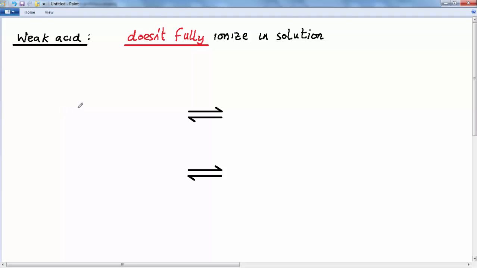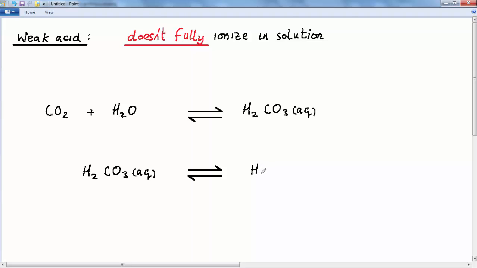So another example of a weak acid is one that you're probably familiar with, which is, for example, when carbon dioxide dissolves in water to produce carbonic acid, and the carbonic acid will ionize weakly to produce hydrogen ions in solution plus the bicarbonate ion. So again, we will have a very low percentage of hydrogen ions produced when carbonic acid ionizes. So this is a very weak acid.